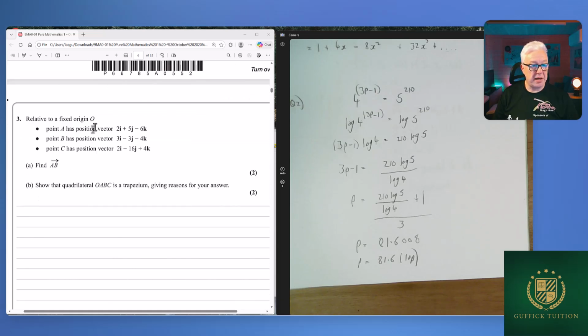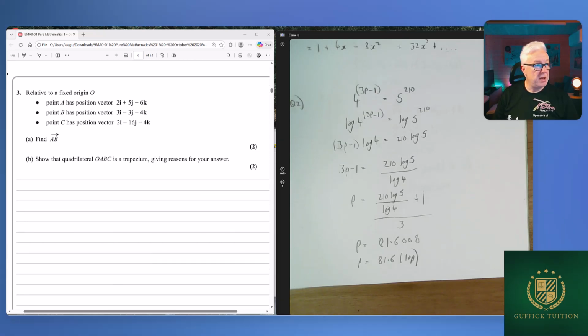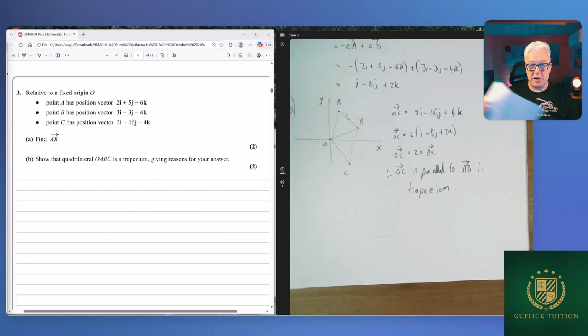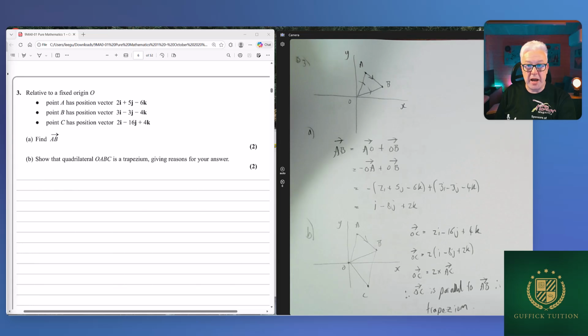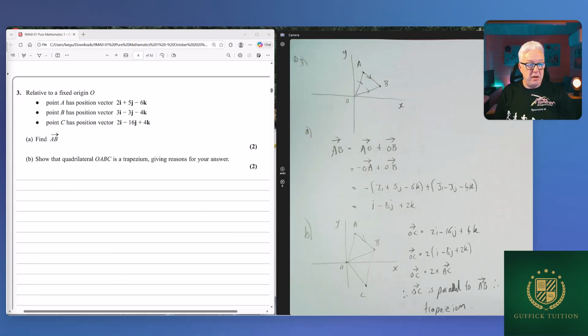Let's have a look at the next one, question 3. Okay, so on this one, we've now got a vector question. Relative to a fixed origin O, the point A has the position vector 2i add 5j minus 6k. B has that position vector and C has that other position vector. Find AB.